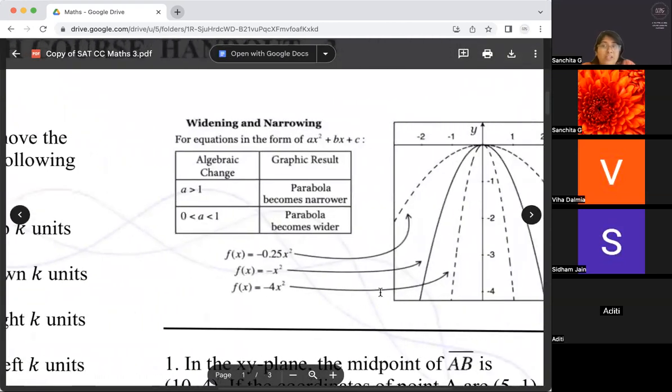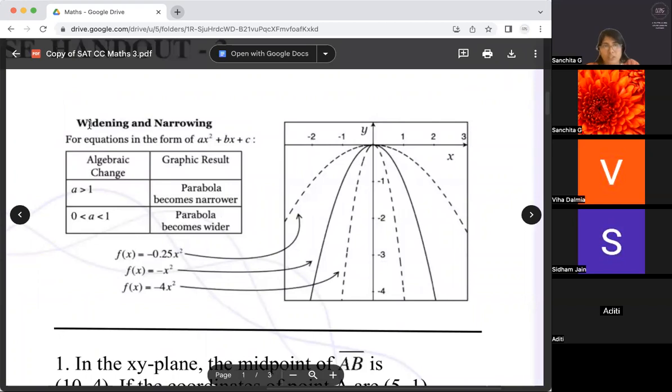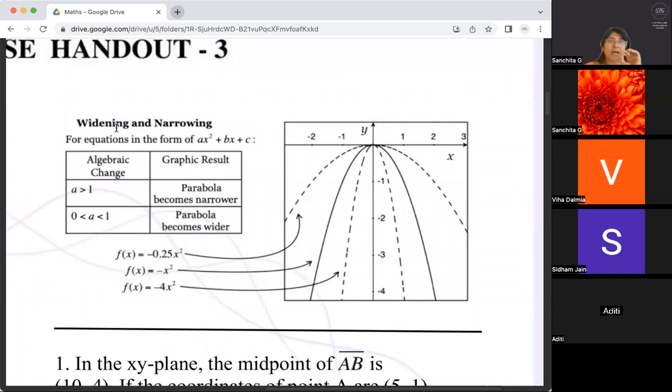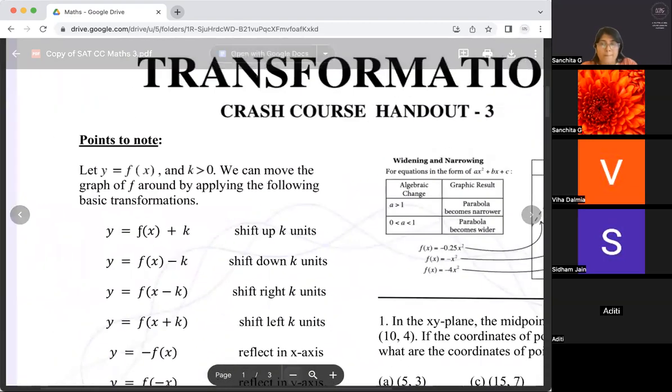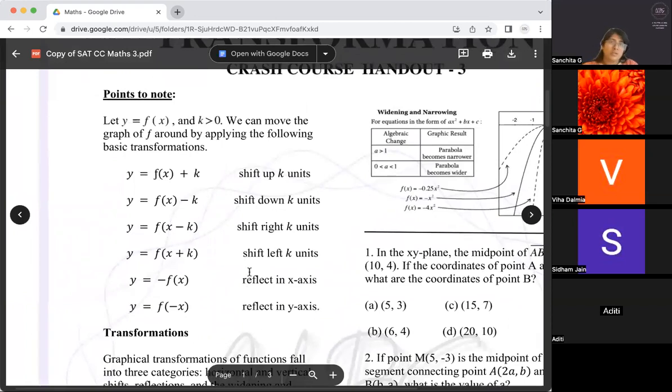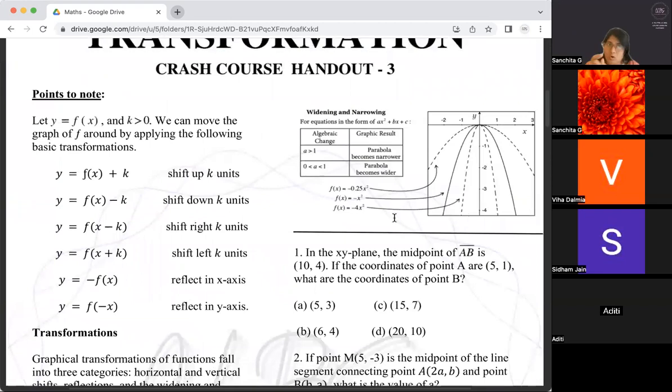So these are actually a very rare set. This widening and narrowing, the skinnier, compressing part, is very rarely asked. What is common is this section, up, down transformation. I've seen that very commonly, but compression, shrinking, is uncommon.